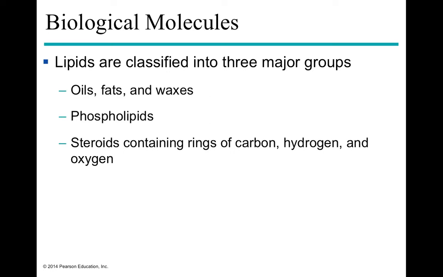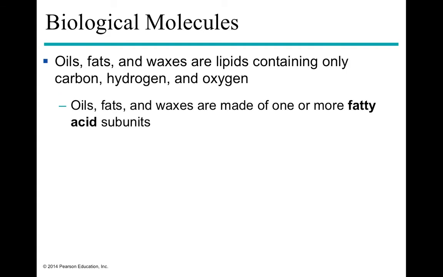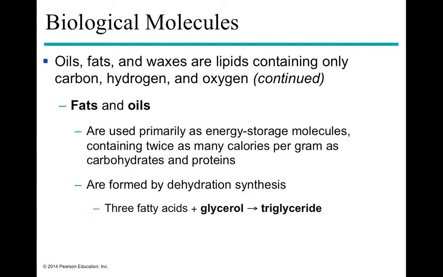Phospholipids, which again are going to form the structural components of the cellular membrane, and steroids, which are going to have multiple rings of carbon, hydrogen, and oxygen, and these are going to help regulate multiple biological processes, and also cholesterol falls into this category. Now, oils, fats, and waxes, although they seem different, what we would call phenotypically, like on the outside, are made of similar subunits called fatty acids.